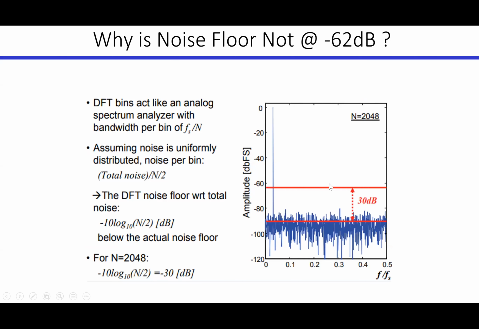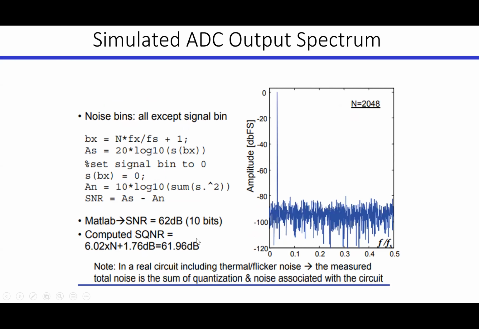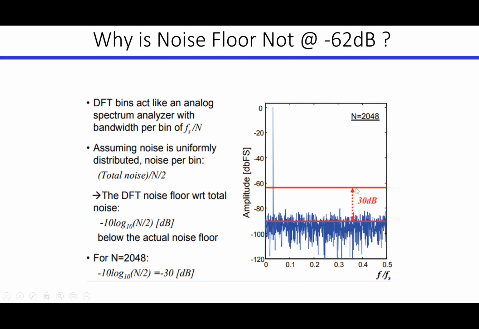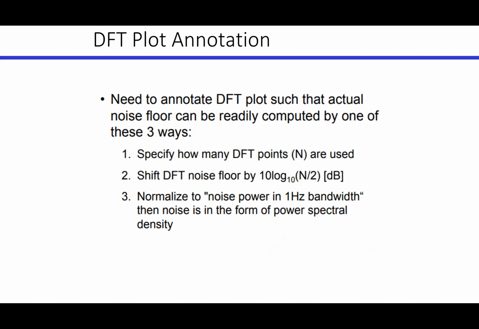Again, here you can see that if you have an SNR of minus 62 dB, why does your noise floor not appear at minus 60 if your signal is starting from 0? This is because the noise power is distributed across all the bins of the FFT. When you plot the FFT, you need to mention how many points you have used, because the number of points will shift your noise floor by this amount.